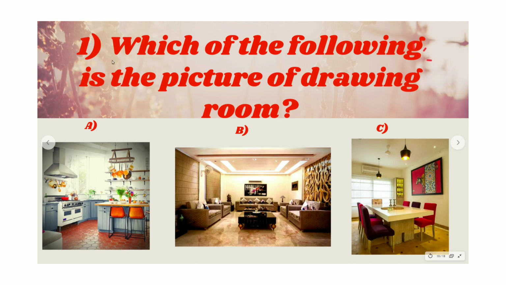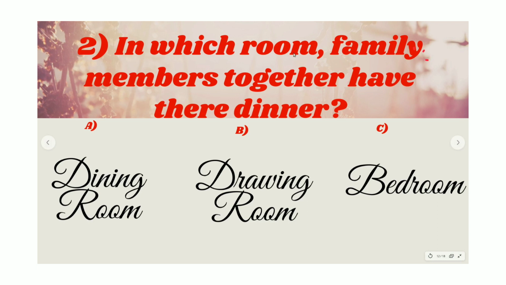Now your first question is, which of the following is the picture of a drawing room? And option A, B or C? Yes, the correct answer is B. Now next question, in which room family members together have their dinner? In which room we have our dinner? And your options are A, dining room, B, drawing room, or C, bedroom. The correct answer is yes, A, dining room.